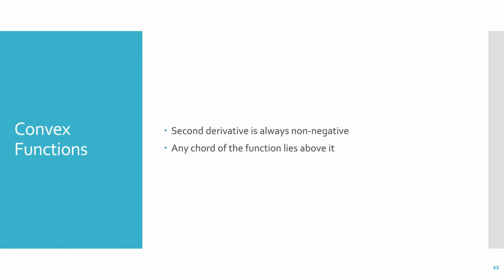Concave is like a sad face, and convex is like a happy face. What does it mean for a function to be convex? How do we know? Well, there's actually two definitions. The first is that its second derivative is always non-negative. And the second one is that any chord of the function lies above it. So basically, if you draw a line from one side of the function to another, that line lies completely above the function. And you should be able to do that with any 2 points in the function.